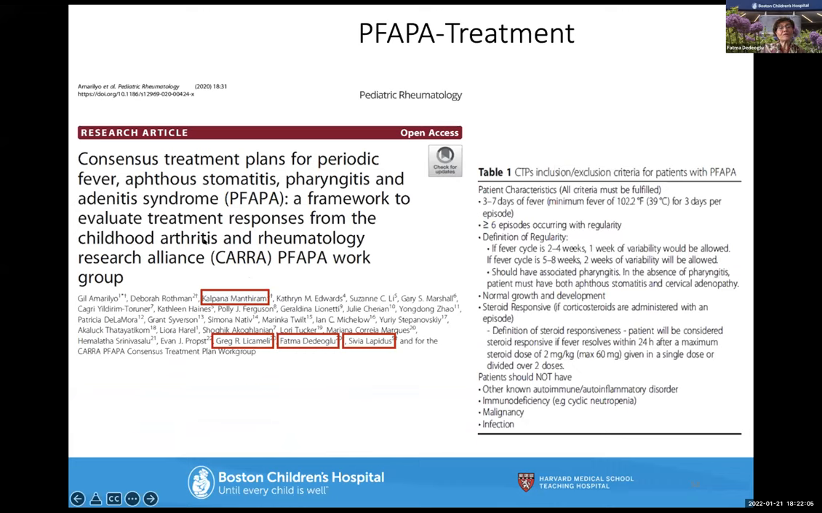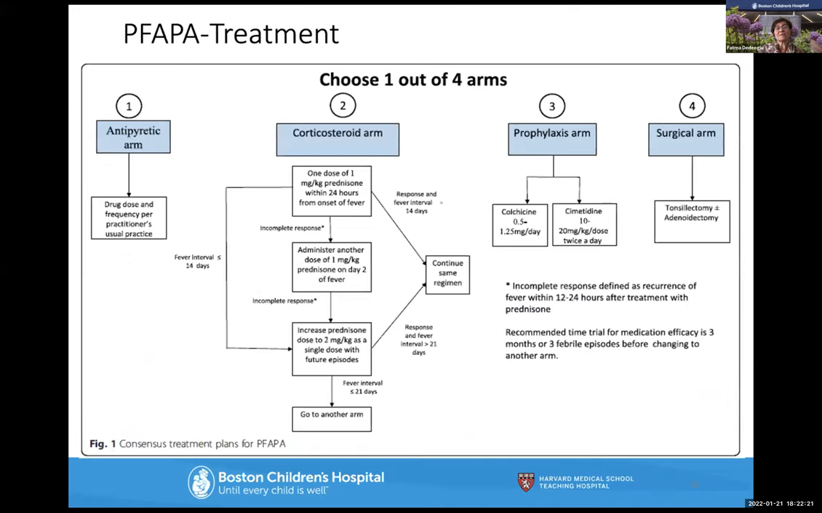Based on the survey and literature review, we designed consensus treatment plans with more strict inclusion and exclusion criteria to make sure that a homogeneous group of patients is looked at. And these are the arms. Again, I'm not going to discuss in detail because Dr. Lapidus is going to talk about these next week. We want to understand if we can compare these groups in a pragmatic trial fashion.